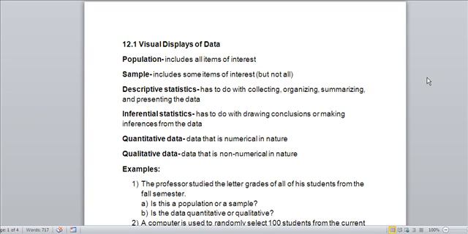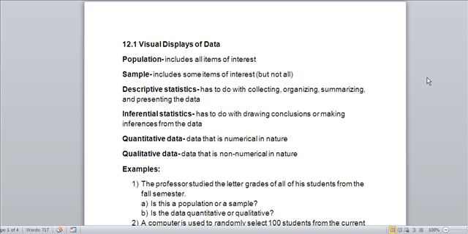Today we're taking a look at section 12.1 on visual displays of data. In this first section of chapter 12, which introduces us to statistics, we have a number of vocabulary words at the beginning. So I want to take a look at those before we actually move on to looking at the visual displays, commonly called graphs.